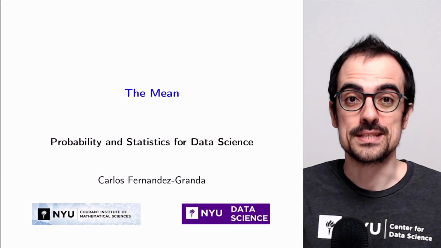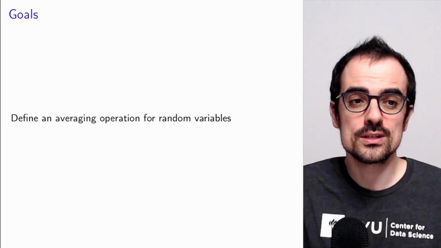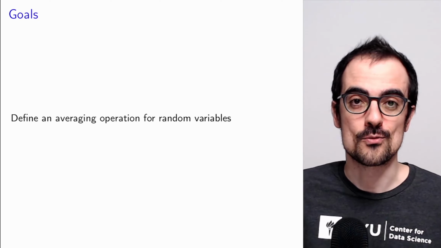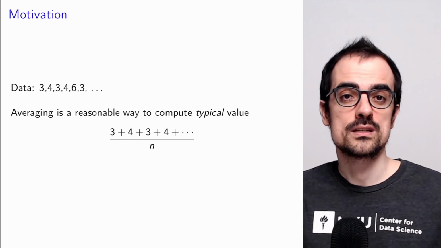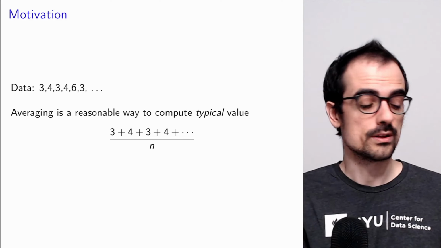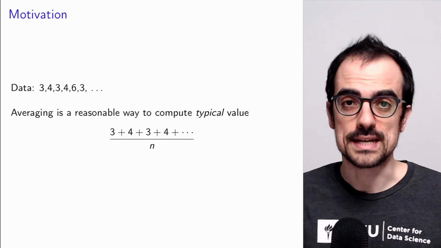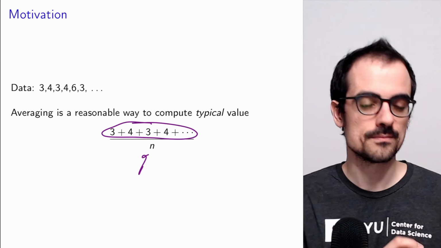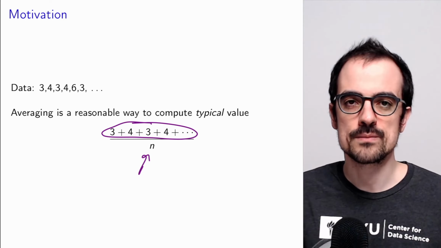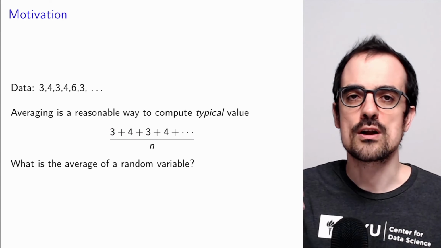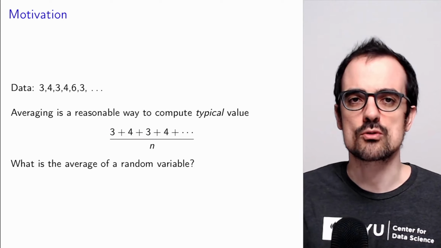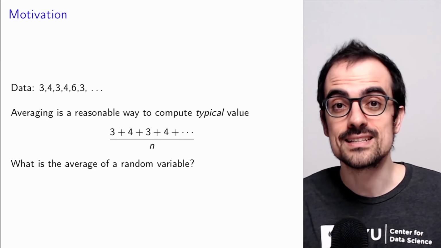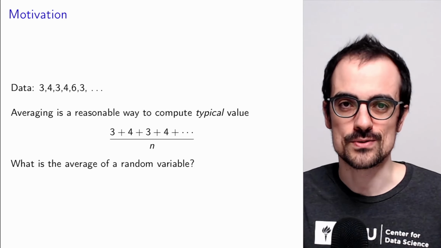This operation is called the mean. Our goal is to define the mean, which is an averaging operation for random variables. When we have a data set with real values, it's obvious how to compute an average. We just sum up all the data points and divide by the number of data, and that gives us the average. How can we do this for a random variable, which is a variable that is described in terms of probabilities, in the case of discrete random variables, or of probability densities, in the case of continuous random variables?